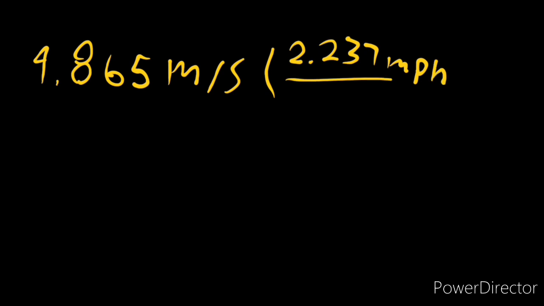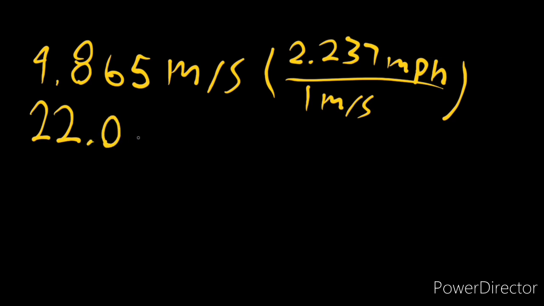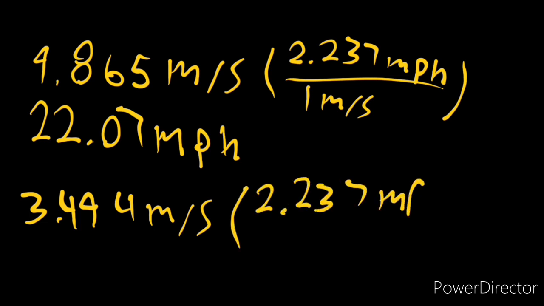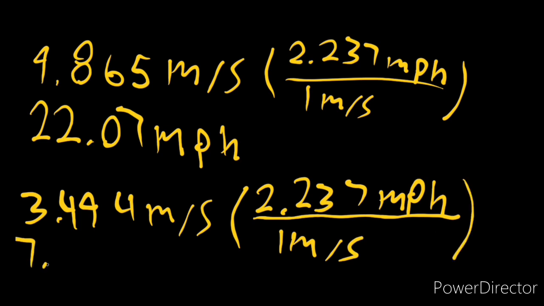Now I'm going to convert it to miles per hour, so I multiply 9.865 meters a second by 2.237 miles per hour, and then I get 22.07 miles per hour. Now I'm going to convert the original velocity of the ball into miles per hour, and so I'm going to do 3.494 meters a second multiplied by 2.237 miles per hour, and I get 7.82 miles per hour.